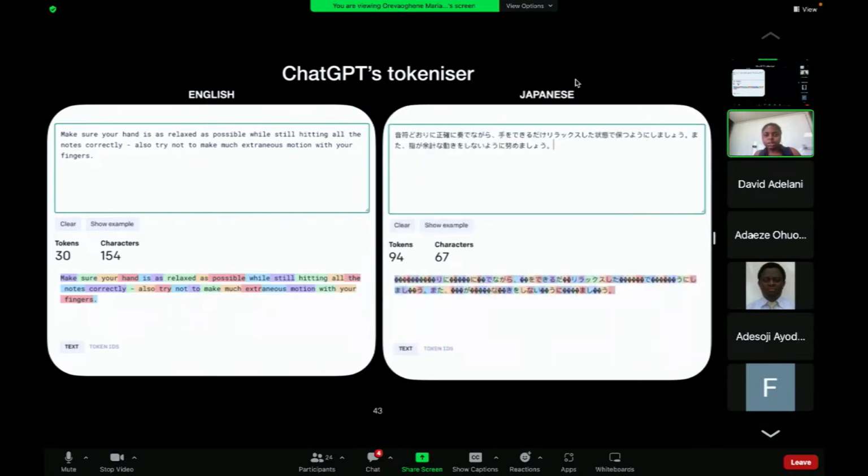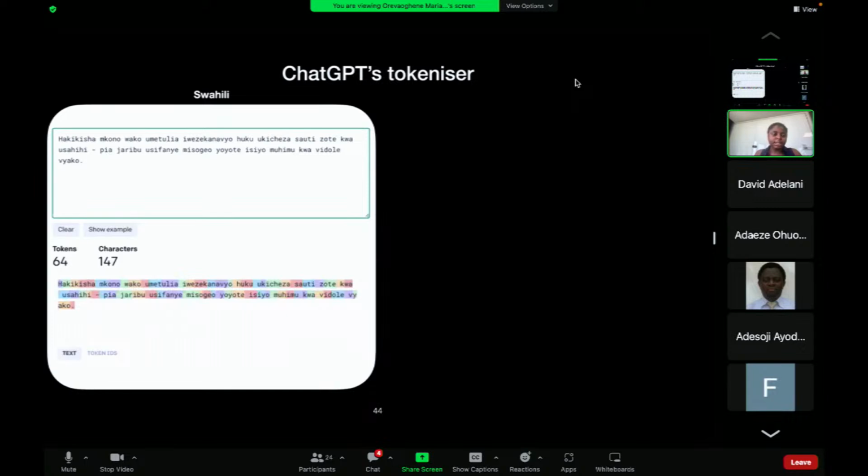But then let's look at Japanese. This is the same sentence but in Japanese, and you can see that right now we have 94 tokens representing the same information. So that's like 3x. Okay, then let's look at Swahili. For Swahili, we have the same sentence, but we have 64 tokens. But then we would say Japanese is probably more resourced than Swahili. So why do we have more tokens in Japanese than Swahili? Let's just hold that thought.